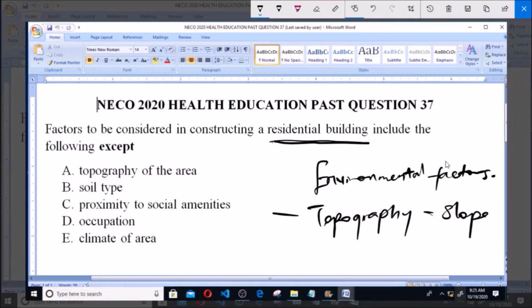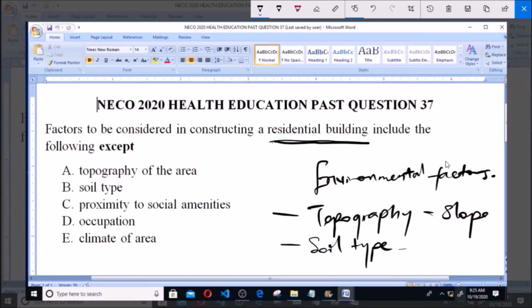Now B says soil type. Soil type is also a factor to be considered, like loamy soil, clay soil, and sandy soil. When constructing a residential building in any type of soil, it is necessary that you know the type of soil so that you know the exact amount of building materials you need in constructing either the foundation or the building. Take for instance clay soil, which has much water retention: you should know that more materials will be needed in order to construct a building on this type of soil. So soil type is a very important factor that needs to be considered.